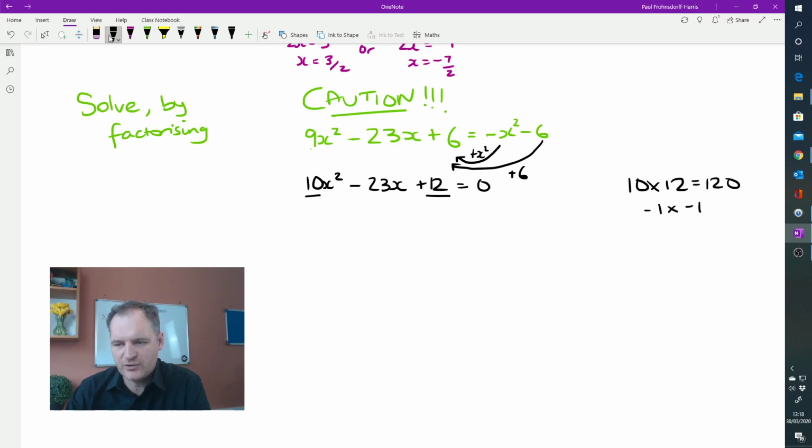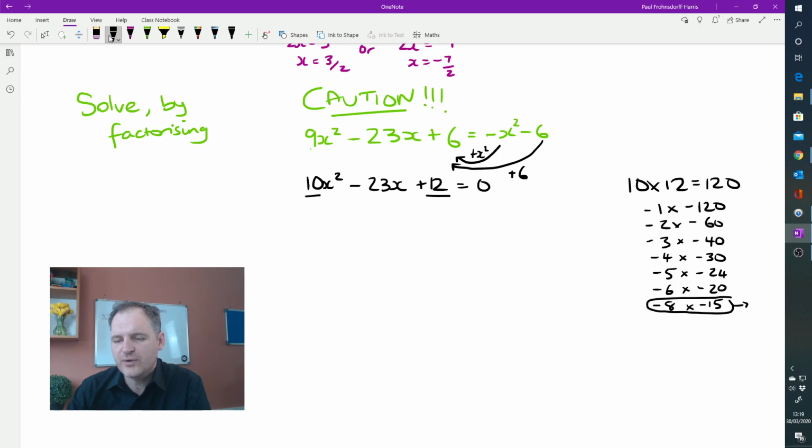Minus 1 times minus 120, minus 2 times minus 60. Minus 3, there's going to be a lot of these. So if I spot which one it is, I will stop at the one that is the right one. Minus 4 times minus 30, minus 5 times minus 24. Minus 6 times minus 20, minus 8 times minus 15. Bada! Stop! That makes minus 23.